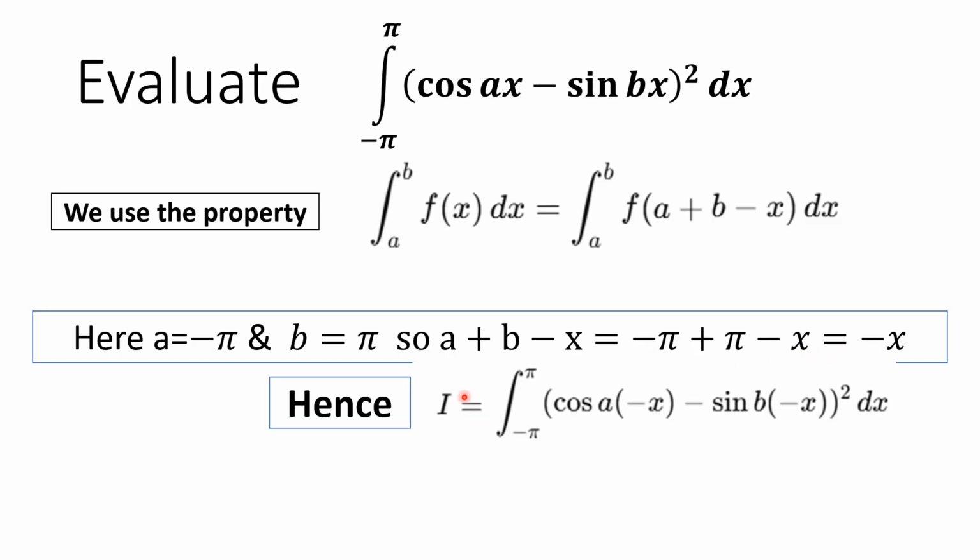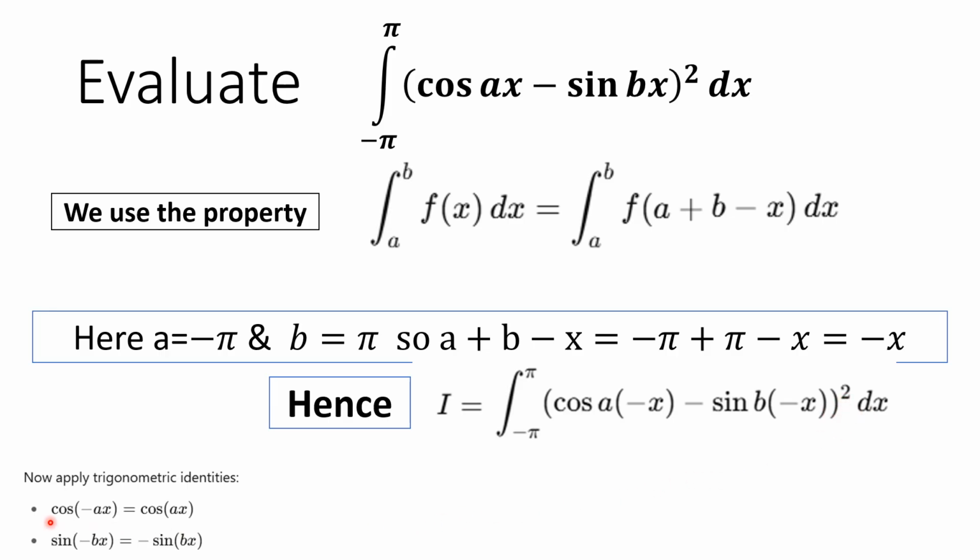Hence, the required integral becomes I is equal to integral minus pi to pi of (cos of a into minus x minus sin of b into minus x) whole square. That is, a plus b minus x is nothing but minus x. Therefore, integral minus pi to pi of (cos ax minus sin bx) whole square becomes (cos of a into minus x minus sin of b into minus x) whole square dx.